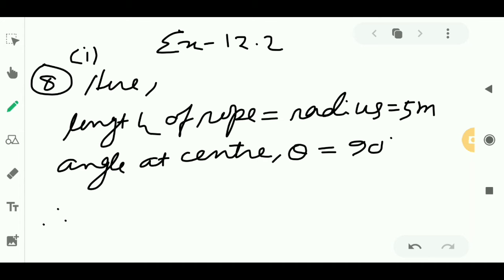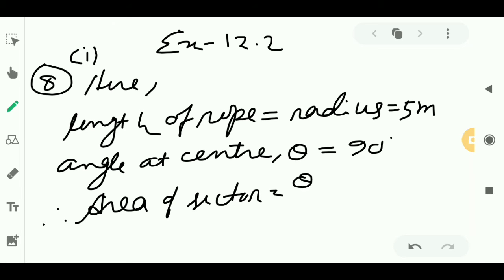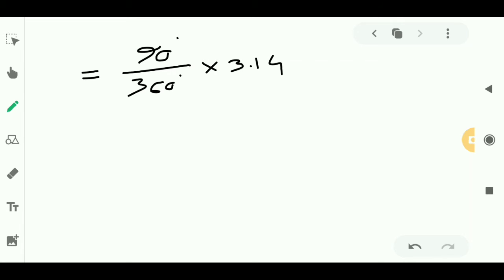Therefore, the area of sector formula we are going to use now is theta by 360 pi r square. In the question it is mentioned that pi value we have to take as 3.14. Theta is 90 degree, so 90 by 360, times 3.14, times r square, r is 5 into 5 meter square.